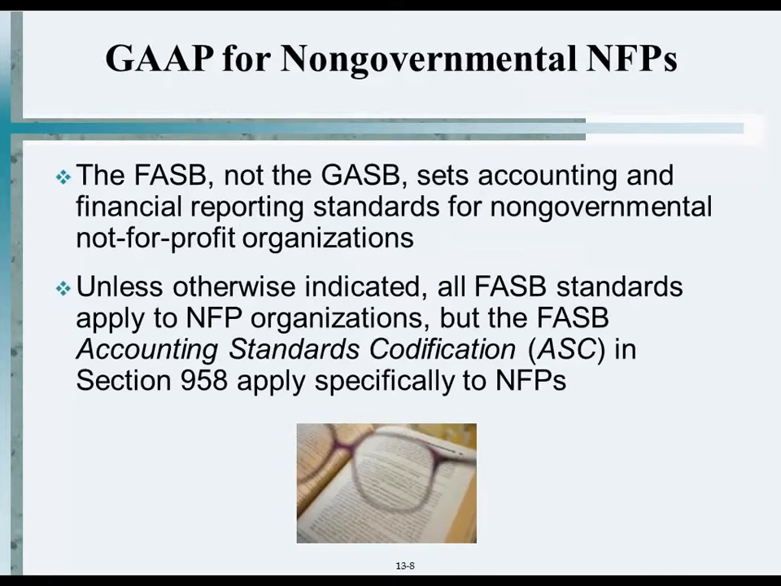And again, the discussion on FASB versus GASB. If it's a non-governmental, it follows FASB. If it's governmental, it follows GASB. And specifically this ASC section 958, you'll see that mentioned in the book quite a bit.